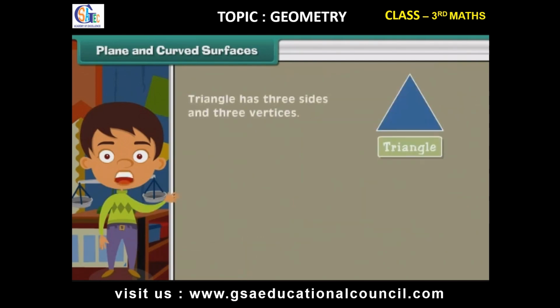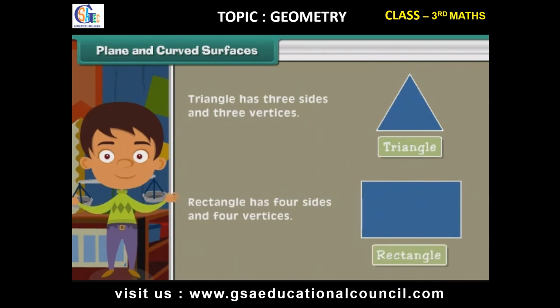Similarly, a triangle has 3 sides and 3 vertices. A rectangle has 4 sides and 4 vertices.